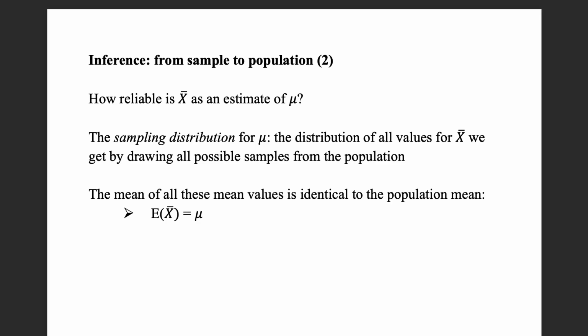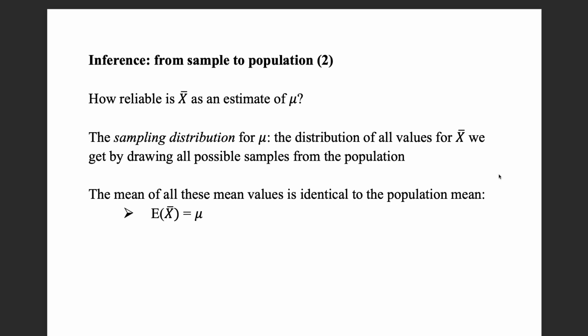So in formal terms, we say that the expected value of the sample mean, where E stands for expected value, is identical to the population mean. In this case, expected value you can read as being synonymous with mean value. Later in the course, we will talk a little bit more about expected values and their relationship with means, going deeper, but for now you can just treat them as being synonymous. So the expected value of x bar is identical to mu.